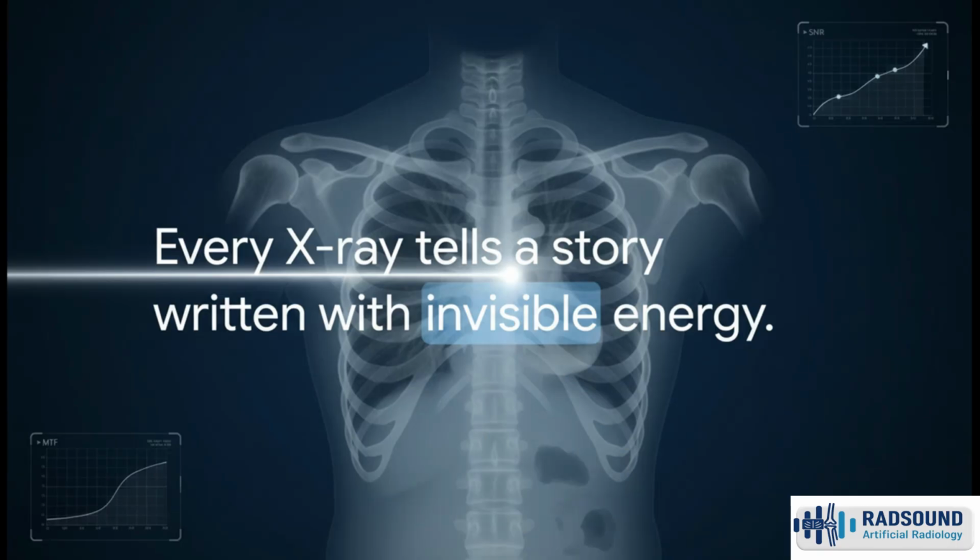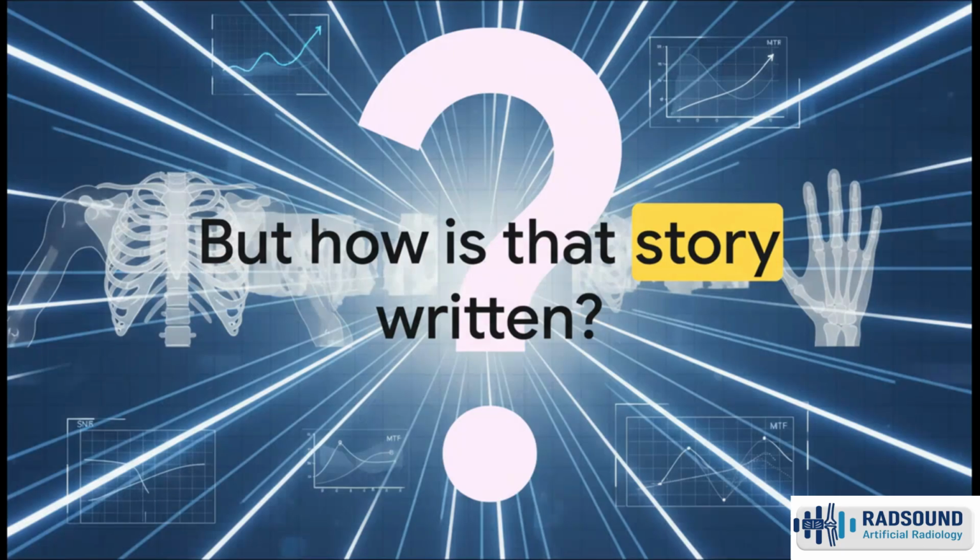When you think about it, every single X-ray we see is a complex story. It's a narrative written with a form of energy we can't even see. And it's a story that reveals the secrets hidden inside the human body. Everything from a tiny fracture to a serious life-threatening condition. So, the big question is, how does that story get written? How do we actually take this invisible energy and turn it into a clear, detailed picture that a doctor can use? Well, that's exactly what we're going to break down in this explainer.